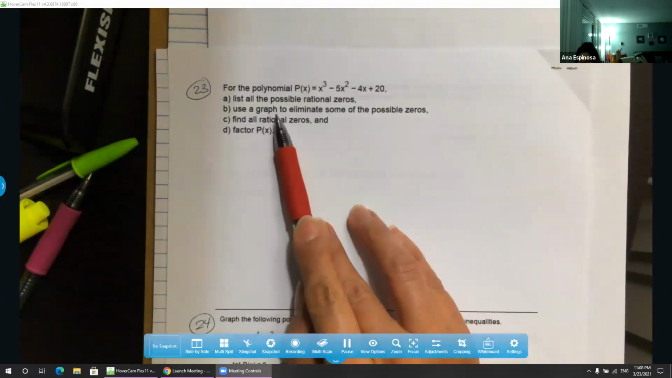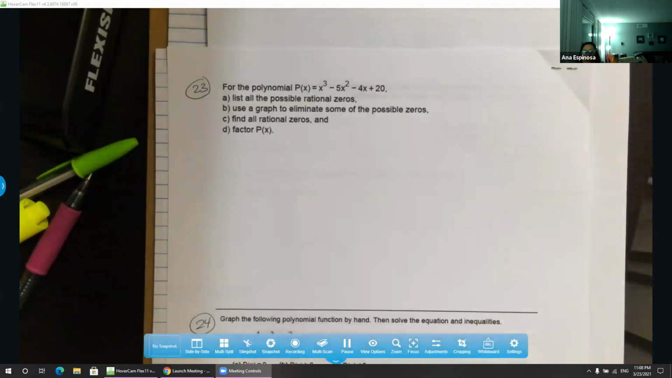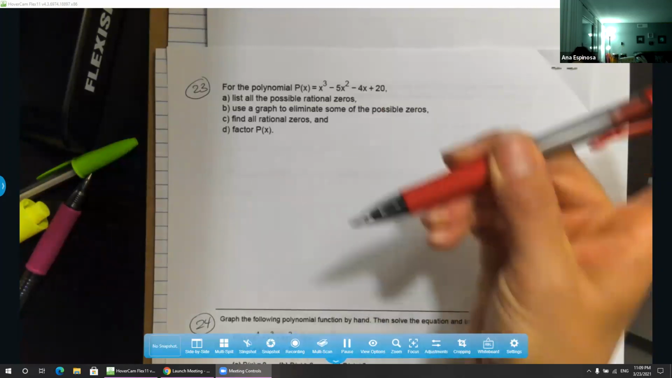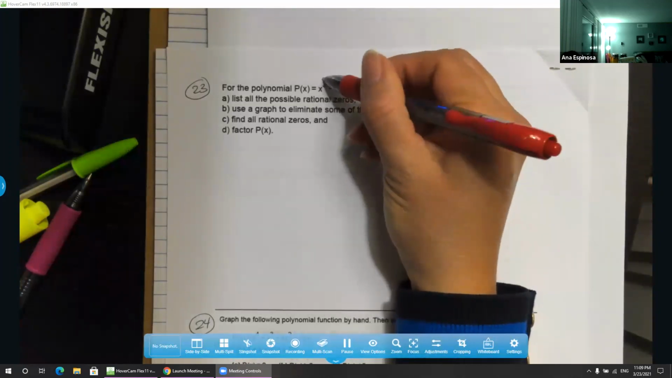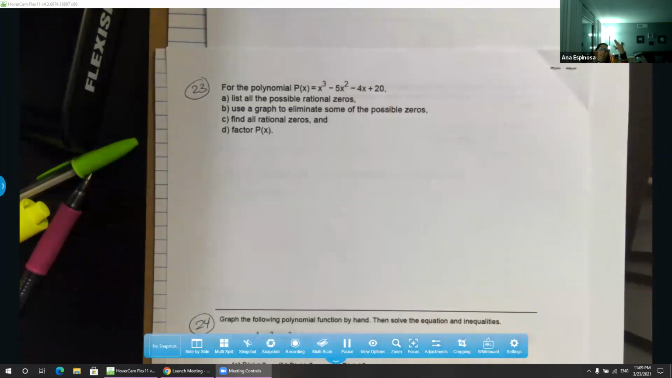Then it says, use the graph to eliminate some of the possible zeros. So then you plug that graph into your calculator. And you're like, it looks like 4 is a 0 because it crosses at 4 and you check. You press 4, enter, and it gives you 4, 0. You're like, oh, that is a 0. So you need 3 total answers. By the end of this problem, you need to give me 3 total answers, what the 3 factors are.